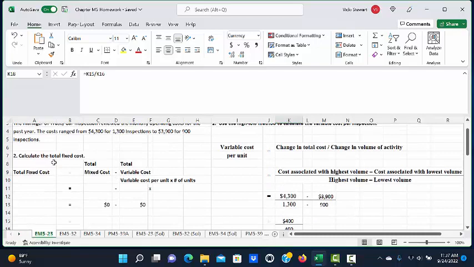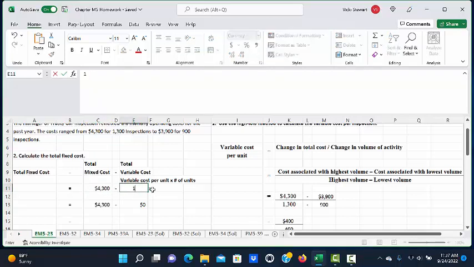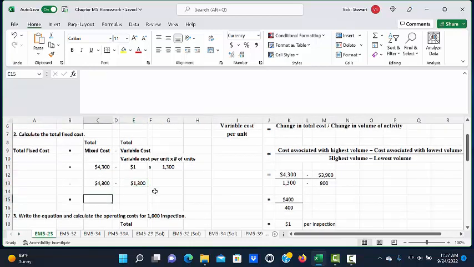So in Part 2, it asks us to calculate the total fixed cost. So we know the total mixed cost is $4,300. And now we have calculated that our variable cost is $1, and that was for 1,300 inspections. So now we know our mixed cost was $4,300 and our variable cost at that volume was $1,300. So that gives us a total fixed cost of $3,000.